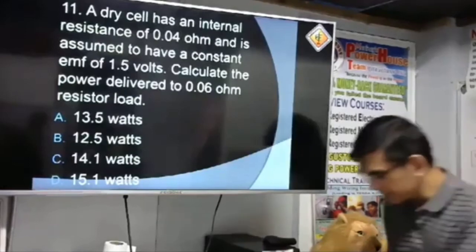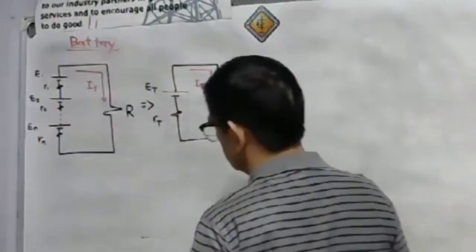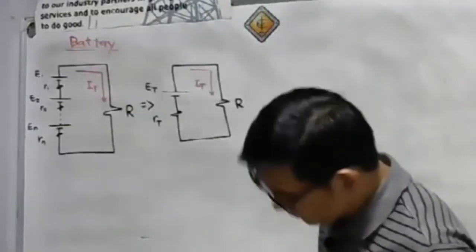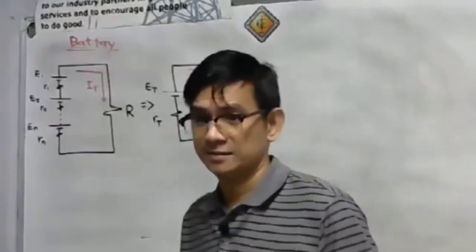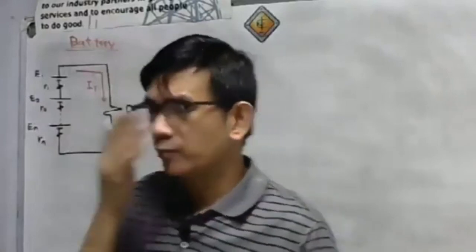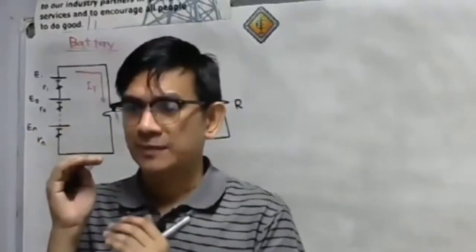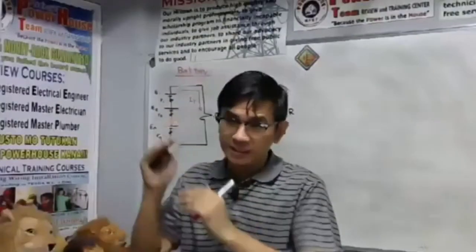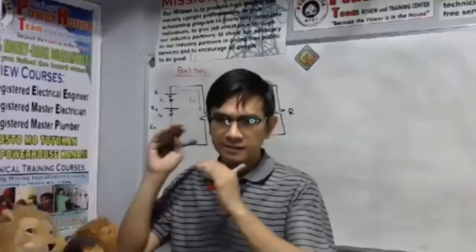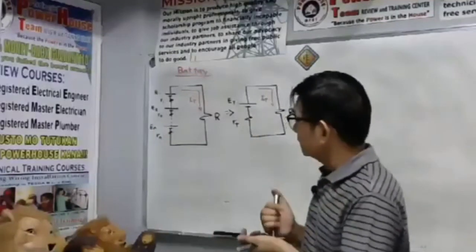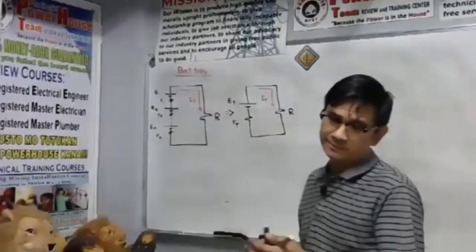Okay, so we have number 11. But before I solve that, I will discuss some principles of battery. Battery is a group of cells. They may be connected in series or in parallel. If you want a high voltage output, we have to connect the cells in series. If we want a high current, connect the cells in parallel. That will be our topic for Friday. So, let us have first all the cells in series.